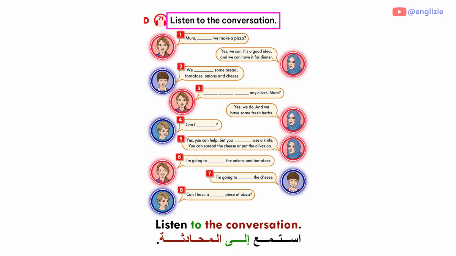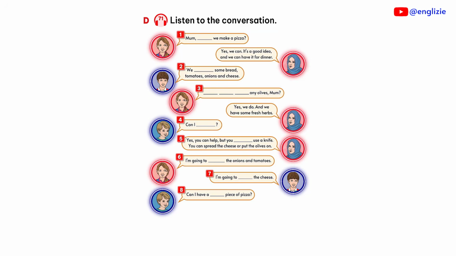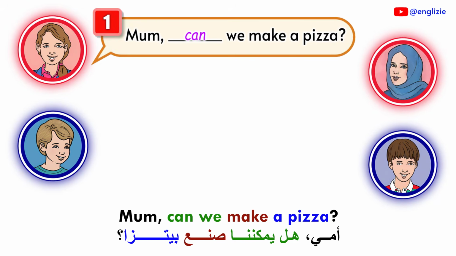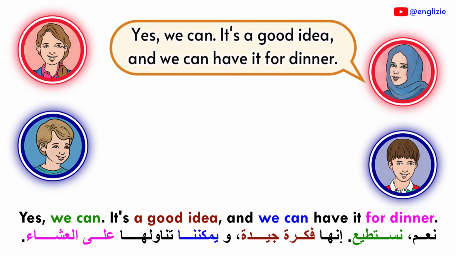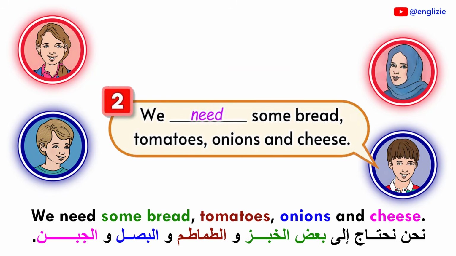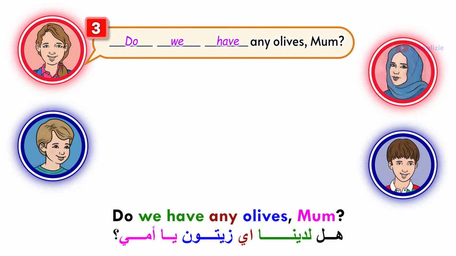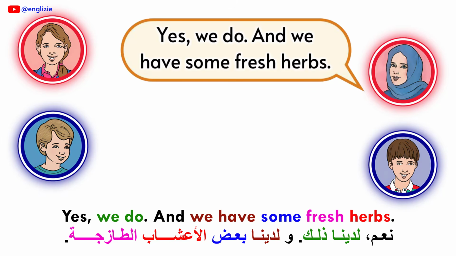Listen to the conversation. Mum, can we make a pizza? Yes, we can. It's a good idea. And we can have it for dinner. We need some bread, tomatoes, onions, and cheese. Do we have any olives, Mum? Yes, we do. And we have some fresh herbs.